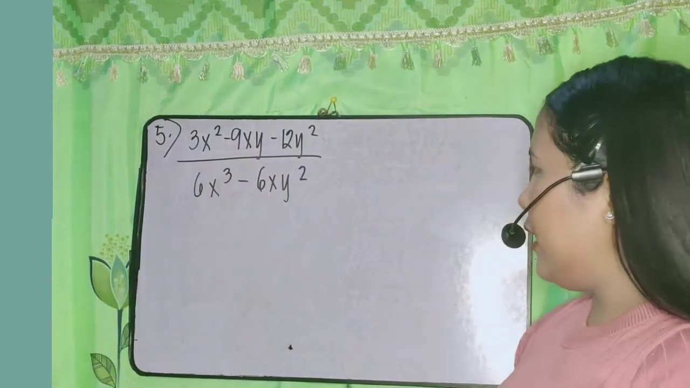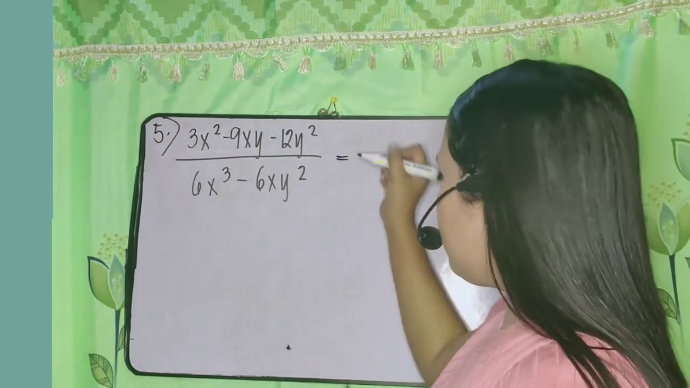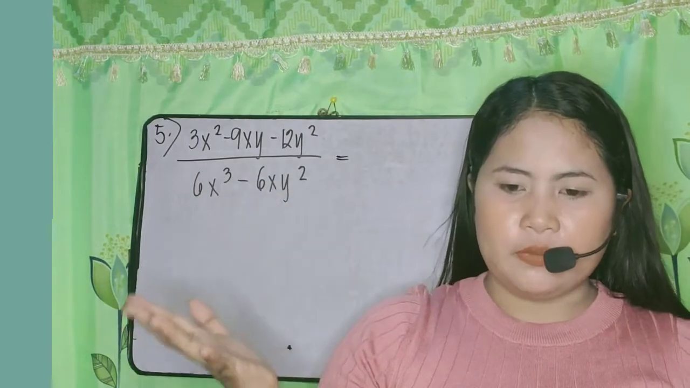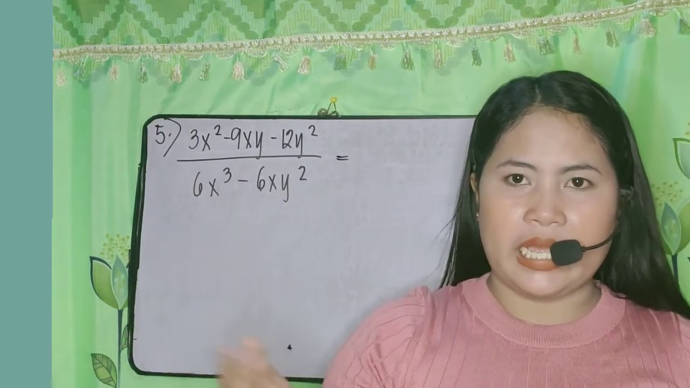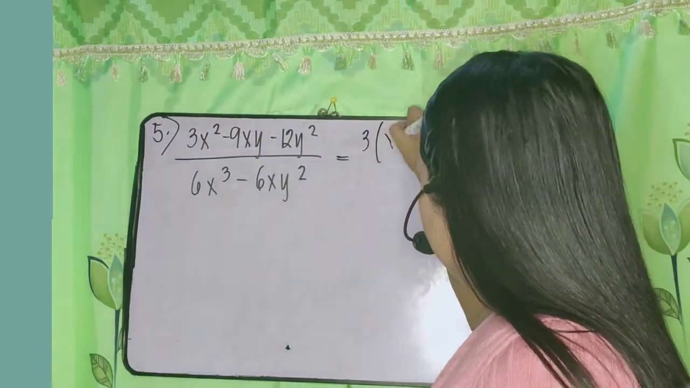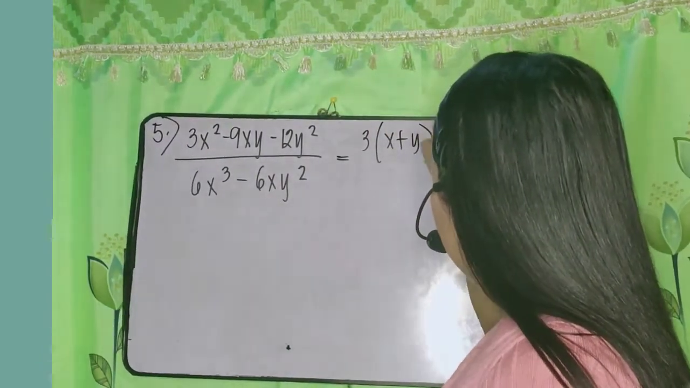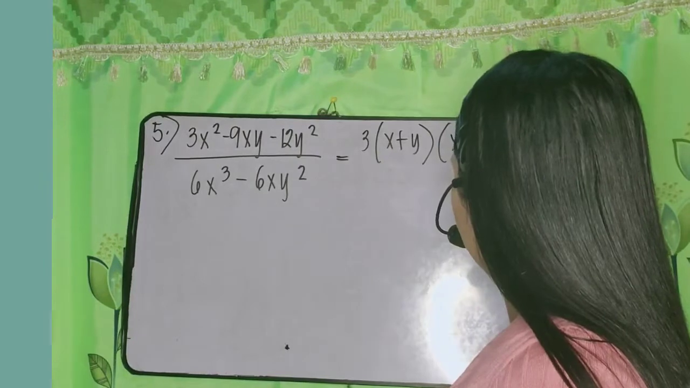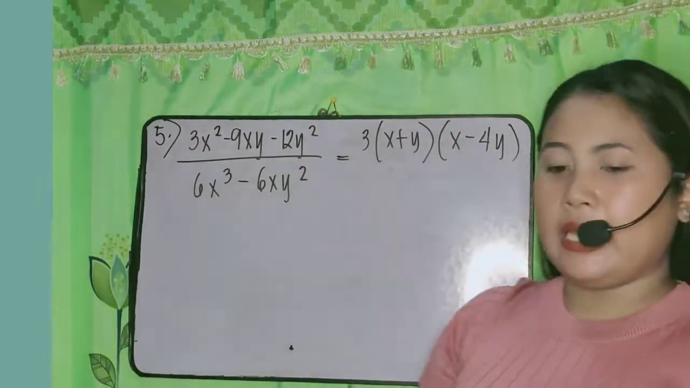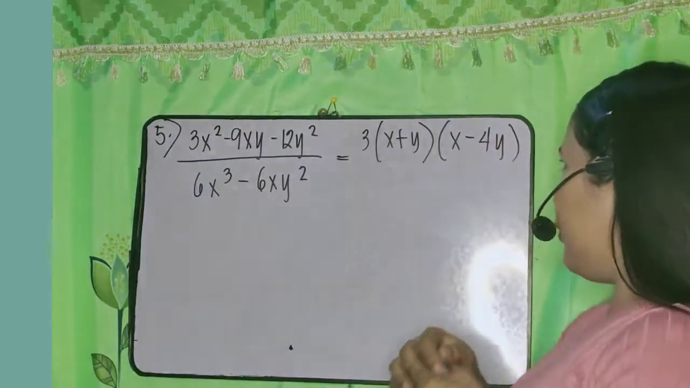Okay. So, now, i-factor out na po natin yung sa numerator. So, ano kaya yung pwedeng factor out niya? So, again po, i-apply po natin dito is yung try and error. Okay. So, let's say, try tayo ng factor niya. 3 times x plus y times x minus 4y. Okay. So, again po, try and error po yung gagamitin natin.